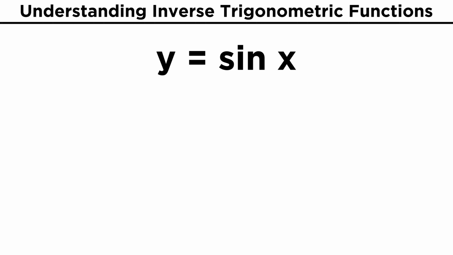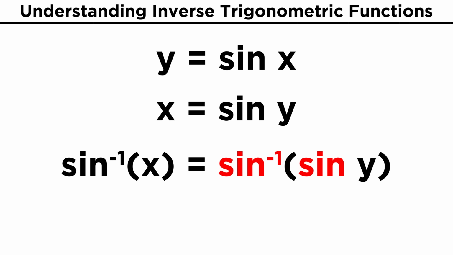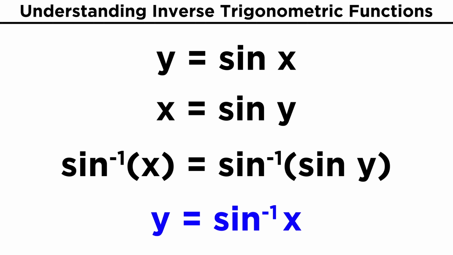Now let's try y equals sine x. If we swap the variables, how do we solve for y? The only way to do this is to take the inverse sine of both sides. This will cancel out the sine operating on y, and we get y equals inverse sine x.